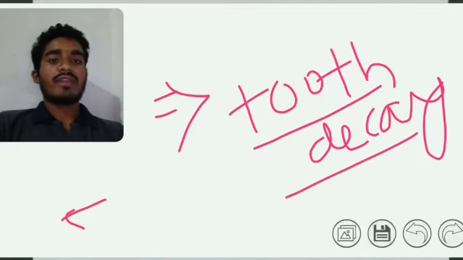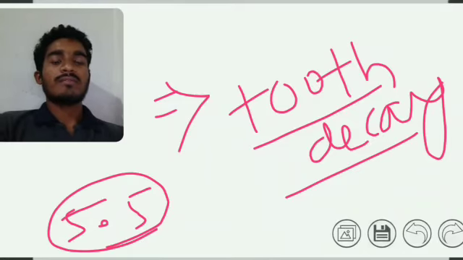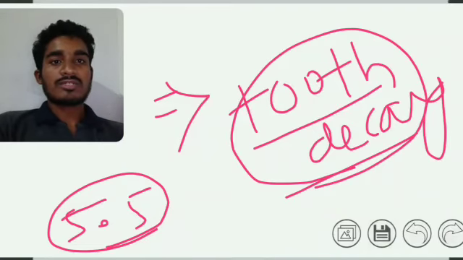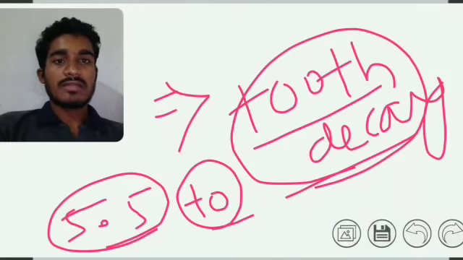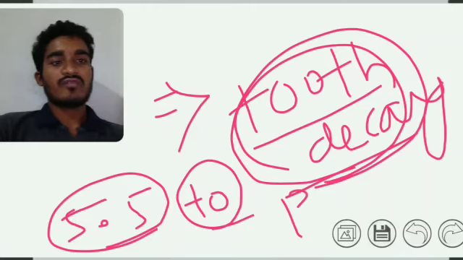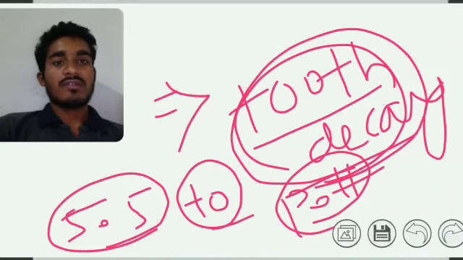Tooth decay happens when pH is less than 5.5. Our mouth contains so many bacteria, and the pH changes when we add, for example, toothpaste. When we brush with toothpaste, it will clean every bad area. That's why pH change is very useful for cleaning our mouth.